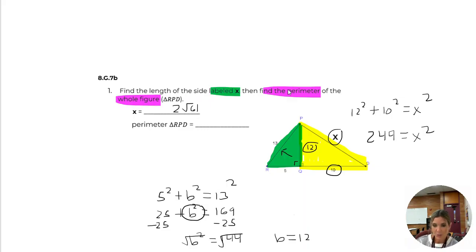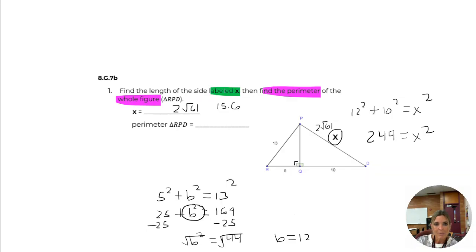And remember I told you that you could leave this as a simplified radical, or you could round to the tenths. So either of those answers were okay. Now on this next part, I had lots of students make mistakes on this next part. So we know that the X, okay, we know that that's not an X anymore. We knew that that side length is 2 root 61.